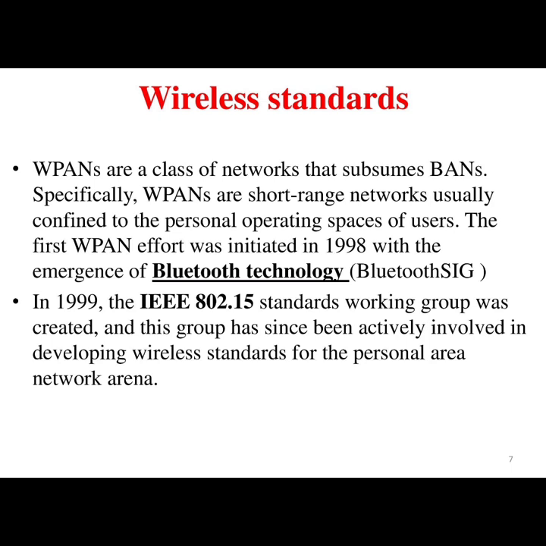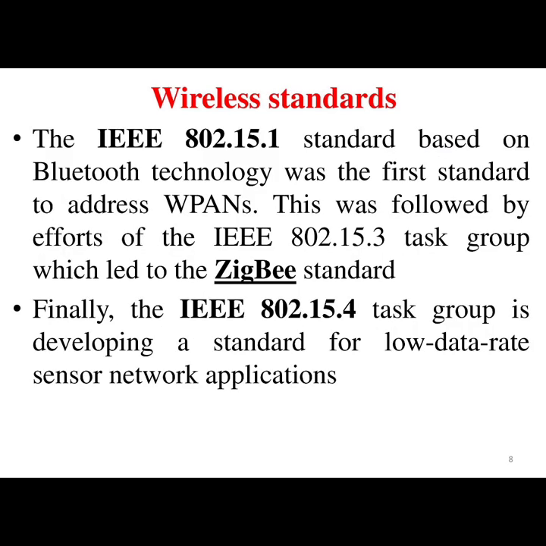In 1999, the IEEE 802.15 standards working group was created, and this group has since been actively involved in developing wireless standards for the personal area network arena. The IEEE 802.15.1 standard based on Bluetooth technology was the first standard to address WPANs, that is, wireless personal area networks.